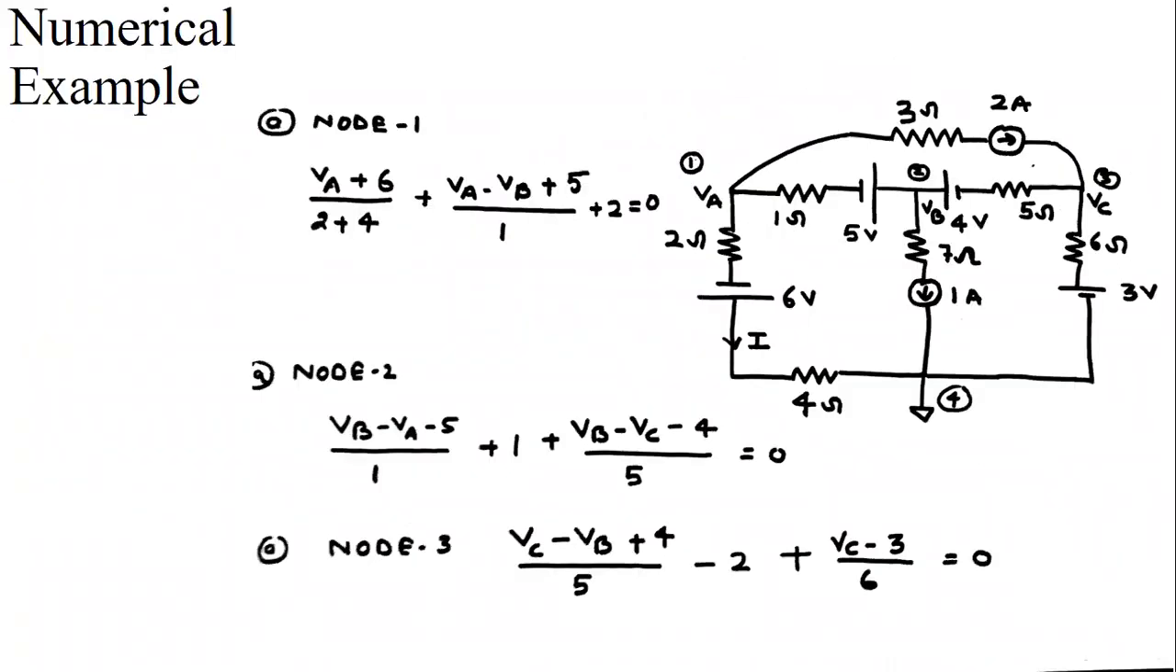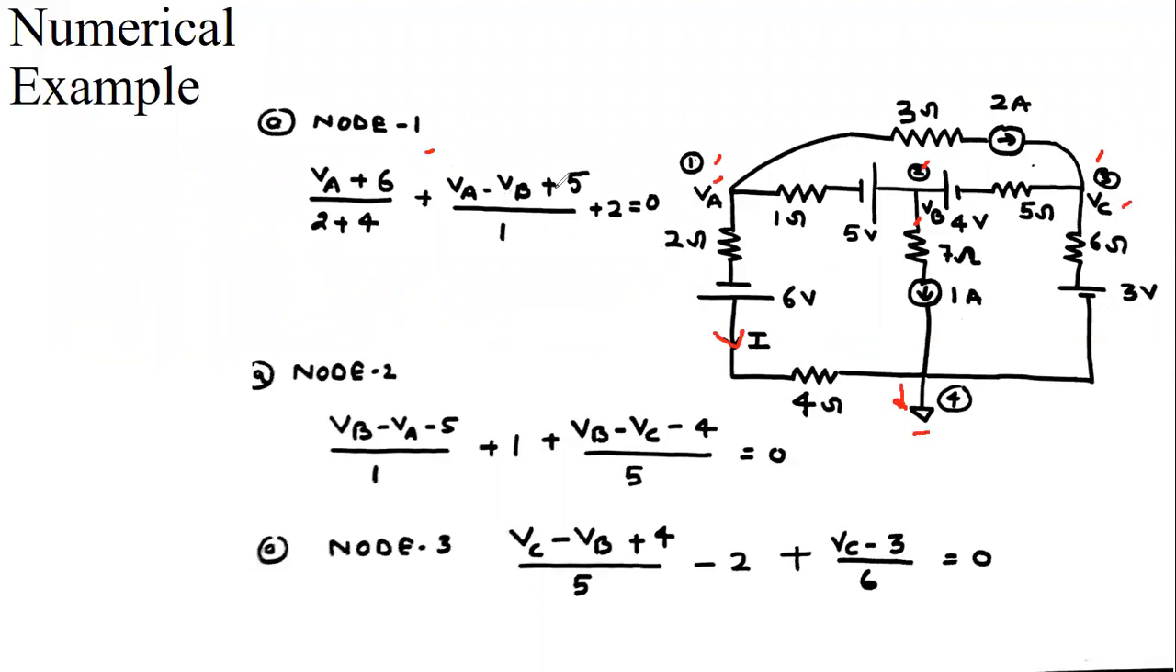Now see, here we have a numerical example, saying find the value of current I using nodal analysis. The possible nodes are: this is my node 1, 2, 3, because the current divides here, and this is my fourth node. The potential of this node is 0. So first, considering KCL at node 1, the potential of node 1 is VA, node 2 is VB, node 3 is VC, and the fourth node potential is 0.